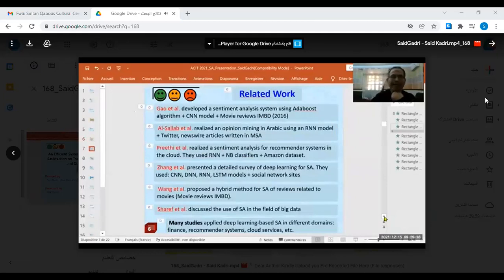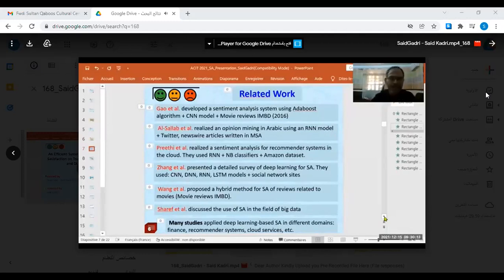For the related work, we can find many works, such as Gao et al., who developed a sentiment analysis system using AdaBoost algorithms and a CNN model on a movie reviews data set. We can also see Celeb et al., who realized opinion mining in Arabic using an RNN model on Twitter. We can also find Pretty et al., who realized sentiment analysis for recommender systems in the cloud and used RNN and naive Bayes classifiers on Amazon datasets.